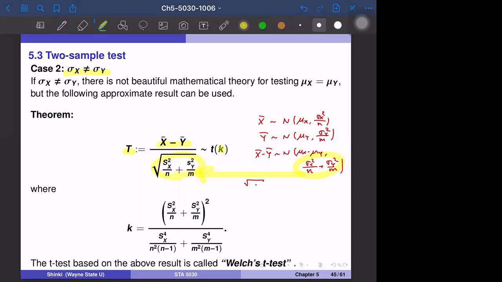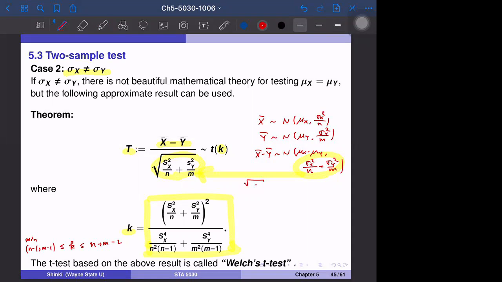And here is the degrees of freedom k. Last time we had n plus m minus 2, but now we have a slightly different value. The formula is very complicated, and k is given by this quantity. This is not necessarily an integer, but k is usually between the minimum of n minus 1 and m minus 1, and n plus m minus 2.